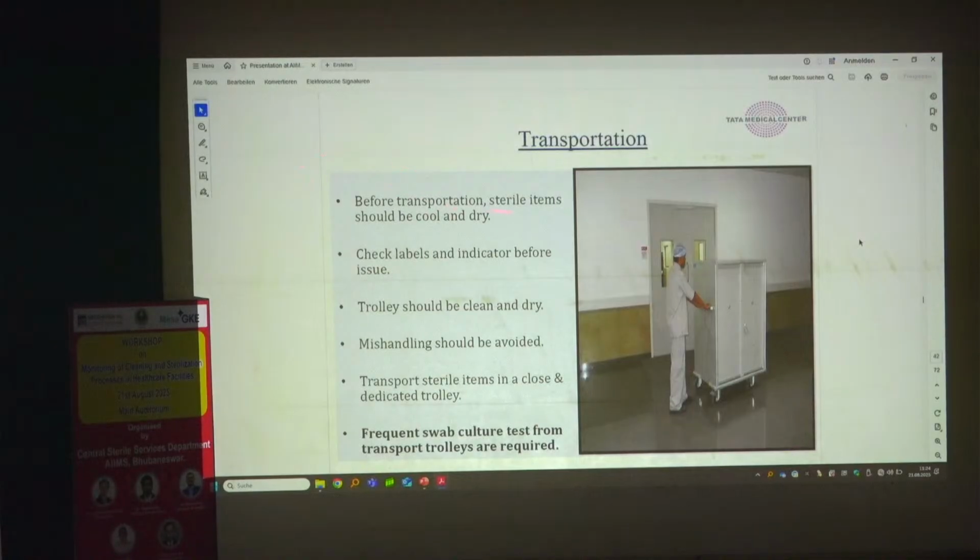Transportation. Before transportation, sterile items should be cool and dry. Check labels and indicators before issue. The trolley should be clean and dry. Mishandling should be avoided. Transport sterile items in a closed and dedicated trolley. Frequent swab culture tests from transport trolleys are very much required.